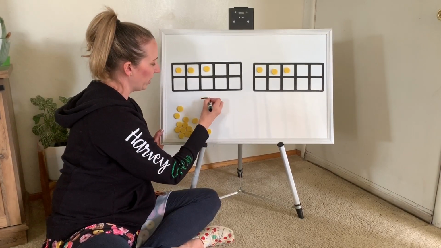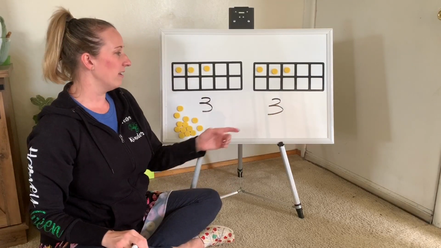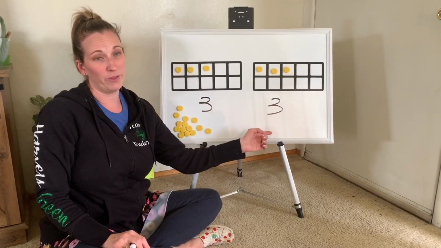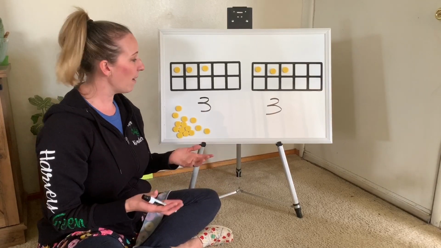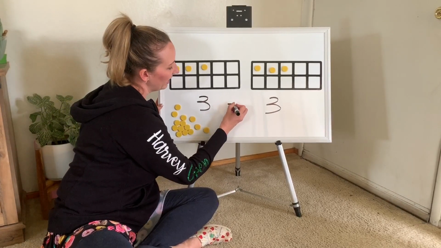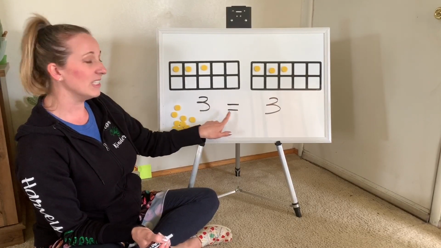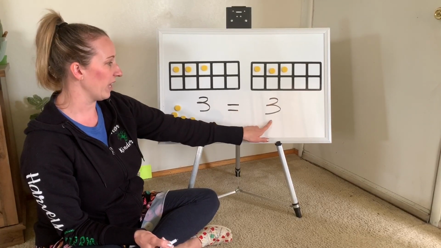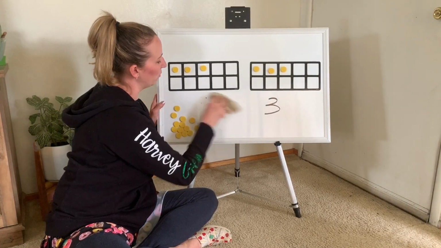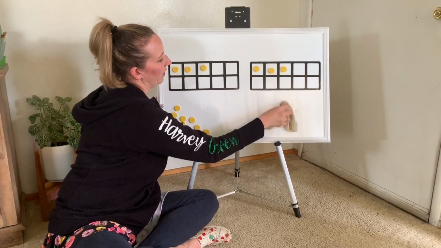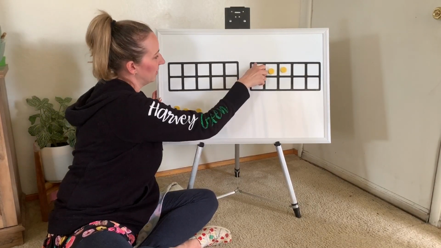So we have 3 and 3. So we know that 3 cannot be greater than 3. 3 cannot be less than 3. They're the same number. So we're going to write an equal symbol in between because this means 3 is equal to 3. Okay, it's kind of fun when those come up, the equal to symbol. Let's try one more to see which one has more and which one has less.